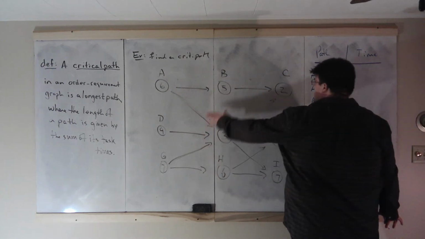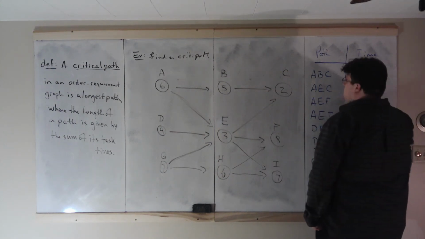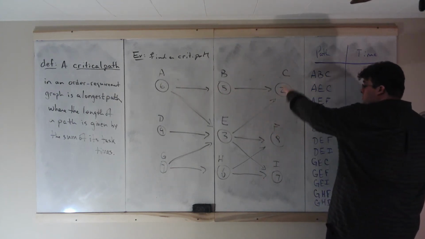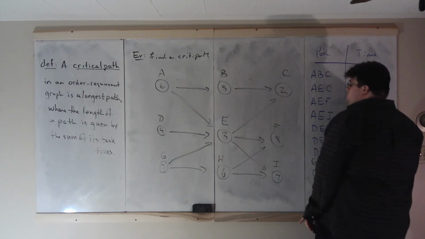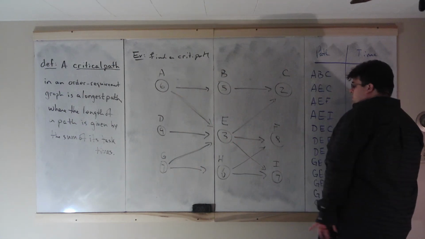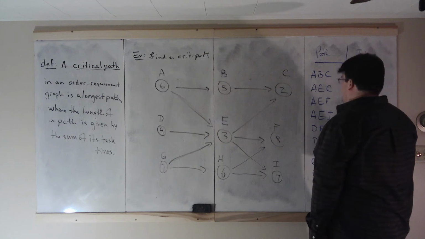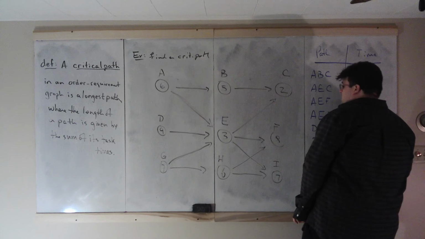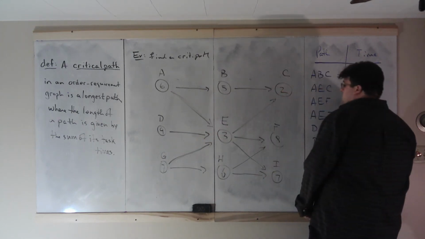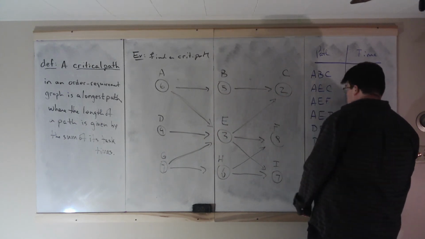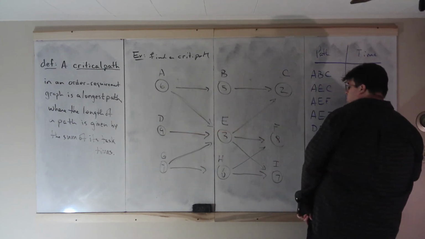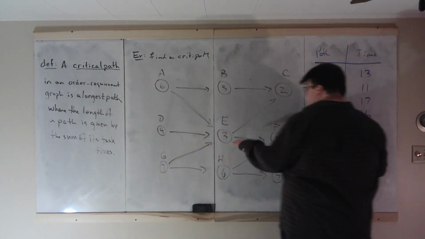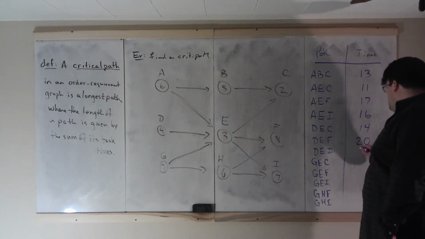So now our goal is to find the critical path, or a critical path. So we have to add all these numbers. We've got A, B, C, 13. 6 plus 5 plus 2. A, E, C, 6 plus 3 plus 2, 11. A, E, F, 6 plus 3 plus 8, 17. A, E, I, 6 plus 3 plus 7, 16. D, E, C, 9 plus 3 plus 2, 14. D, E, F, 9 plus 3 plus 8, 20. D, E, I, 9 plus 3 plus 7, 19.